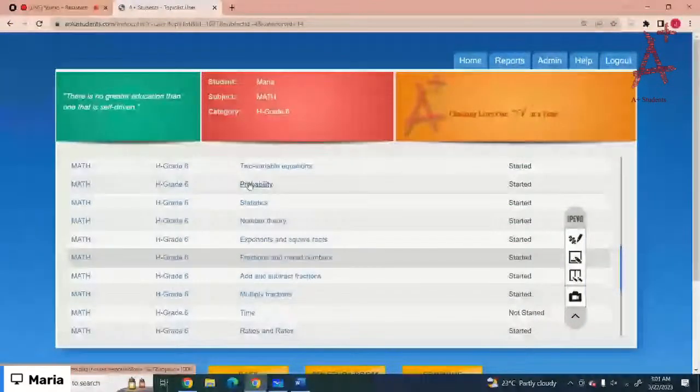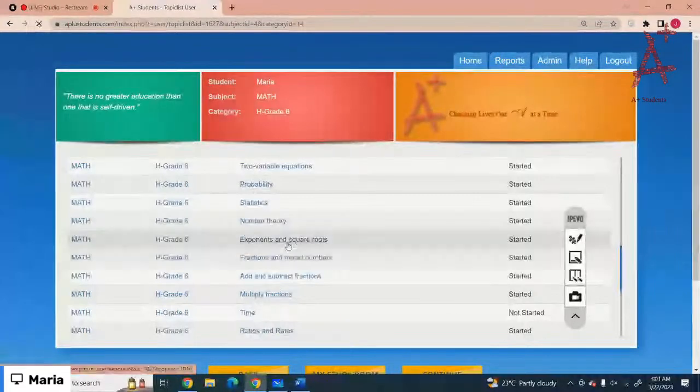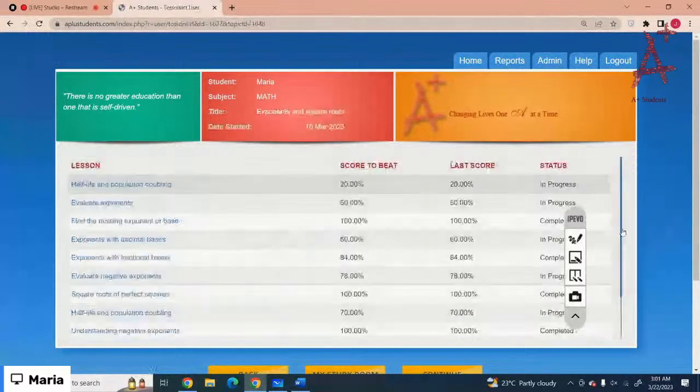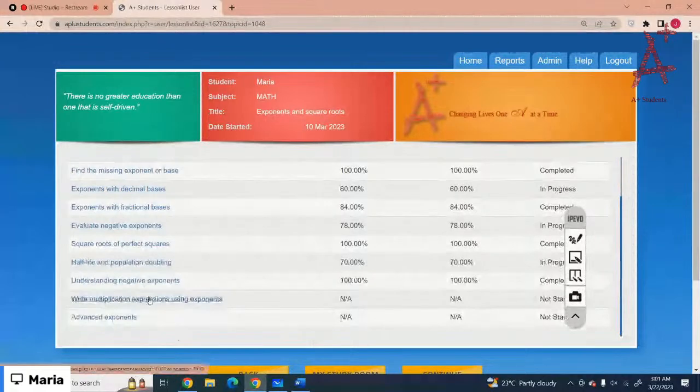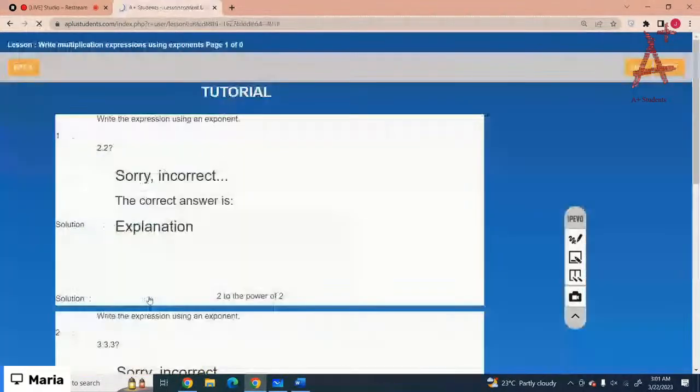In grade 6 maths, the chapter we're going to start with is exponents and square roots, and the lesson is write multiplication expressions using exponents. Let's start with the first example: write the expression using an exponent. We have learned how to go from exponent form to expression form. Now we are going to learn how to write an expression in exponent form.